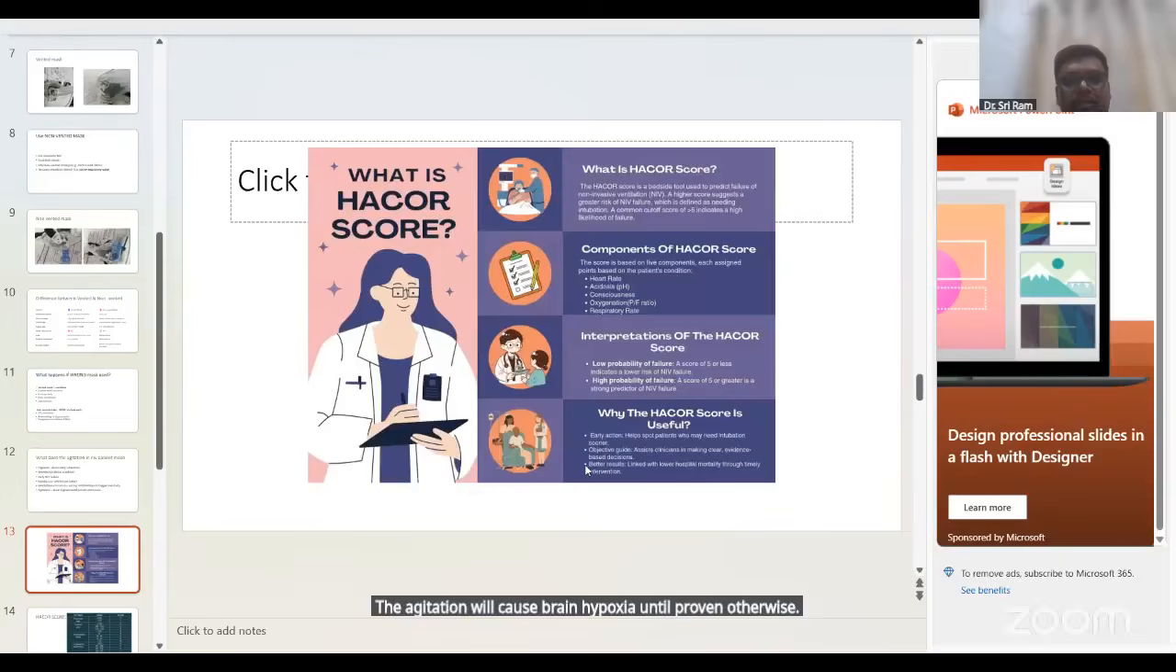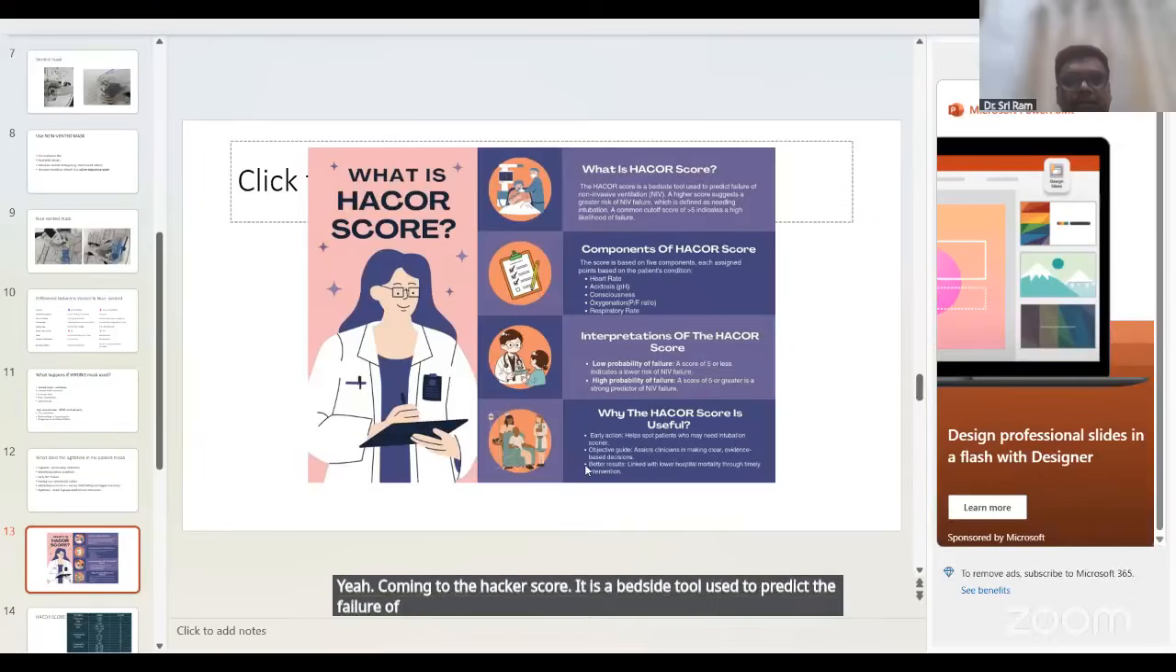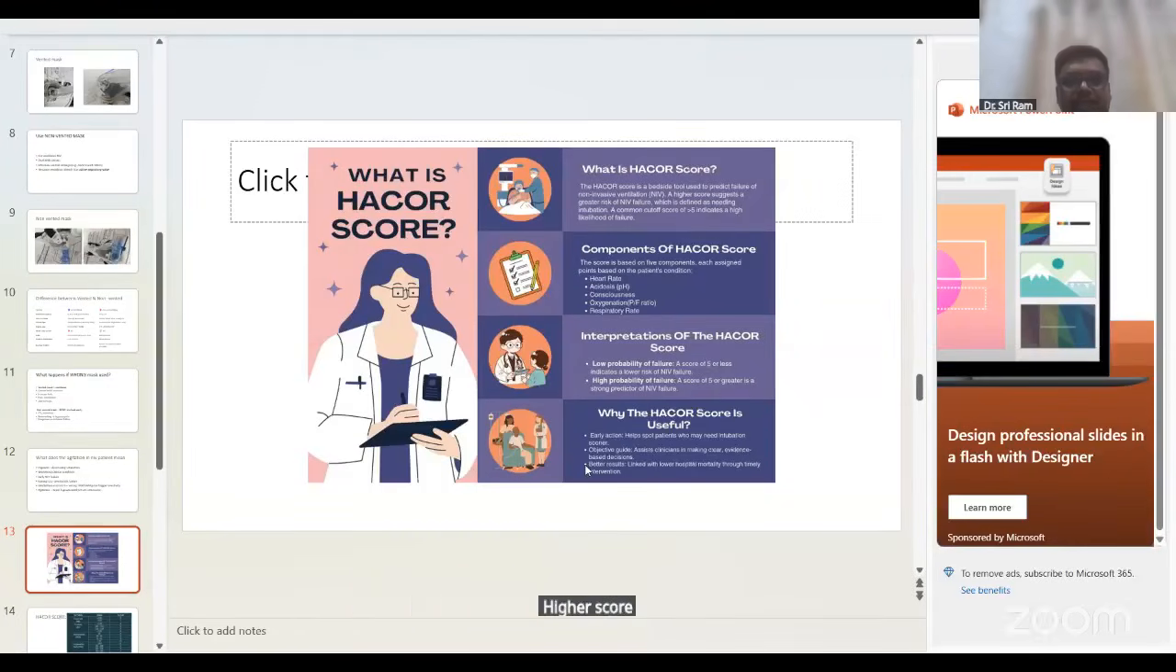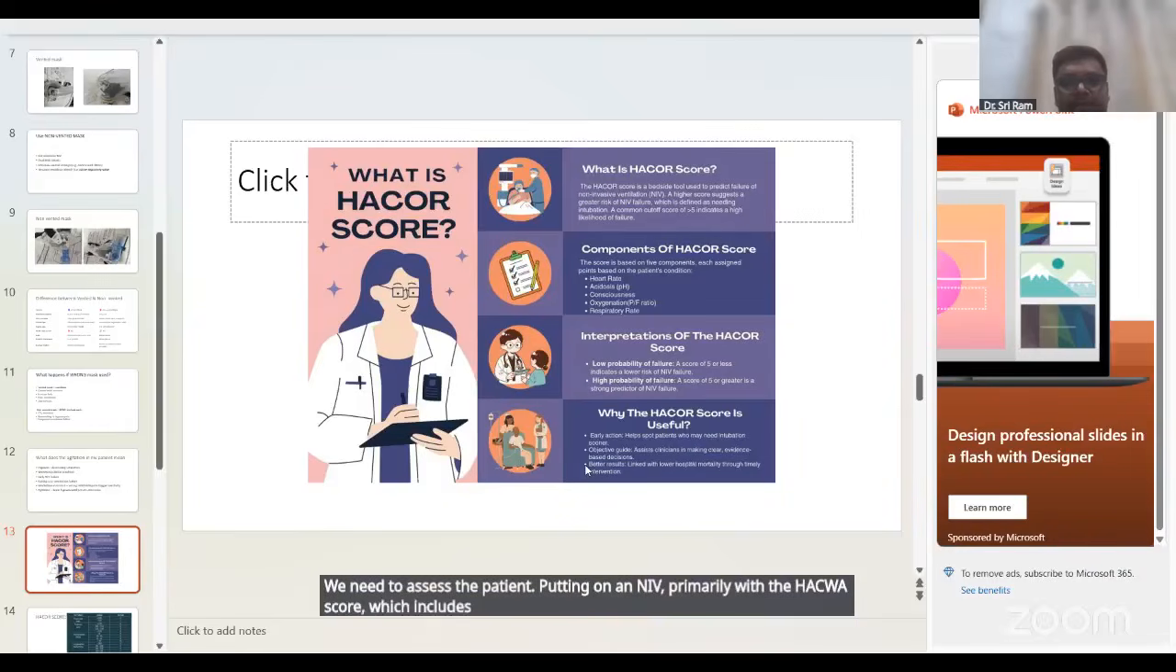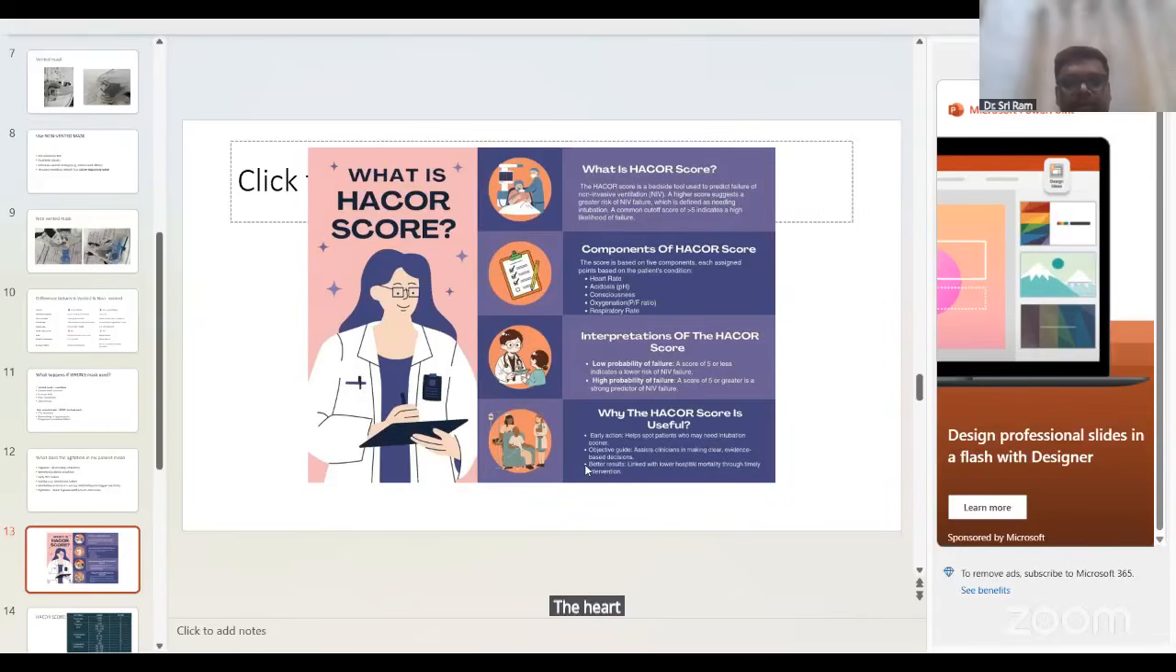Coming to the HACOR score, it is a bedside tool used to predict the failure of NIV. A score greater than 5 suggests a greater risk of NIV failure. We need to assess the patient put on NIV primarily with the HACOR score, which includes the components heart rate, acidosis, consciousness, oxygenation, which can be seen in the PF ratio, and also the respiratory rate.